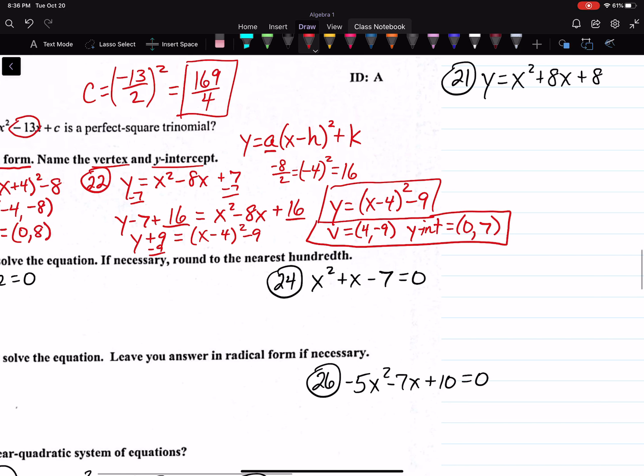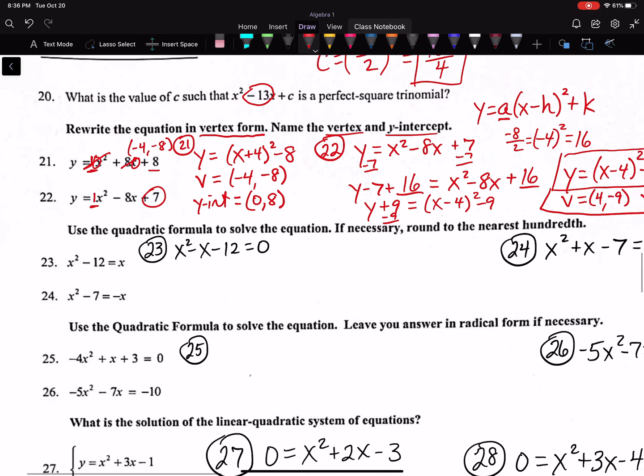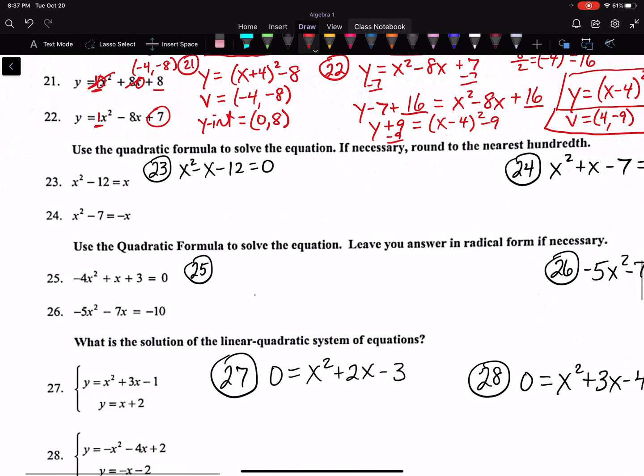Very simple. All right, 23 and 24. Oh goodness, this time we're using the quadratic formula for the next 4 looks like. On 23 and 24, we are rounding our answer to the nearest hundredth. For 25 and 26, we are leaving it in radical form.